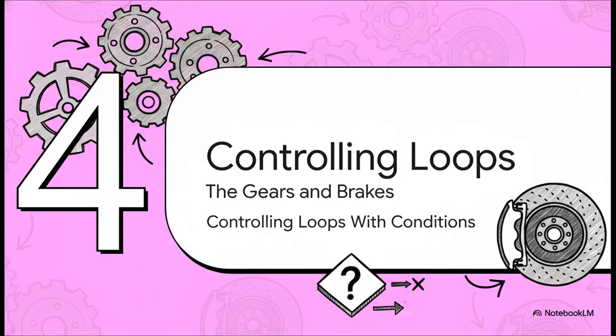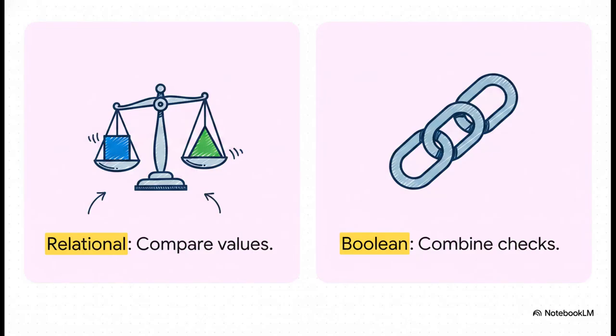Section 4. Controlling loops with conditions, the gears and brakes. Okay, so now that we understand the two main types of loop engines, we need to pop the hood and look at the internal mechanisms that control them. How do we actually tell the computer what condition to check? We do this using operators.